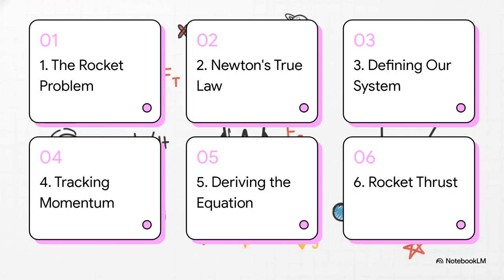So here's our game plan for deriving the real rocket equation. We'll start by defining the exact problem we're trying to solve. Then, we'll revisit Newton's second law, the real one. After that, we'll carefully define our system, track its momentum, put it all together to get the equation, and finally, make sense of what rocket thrust really is.